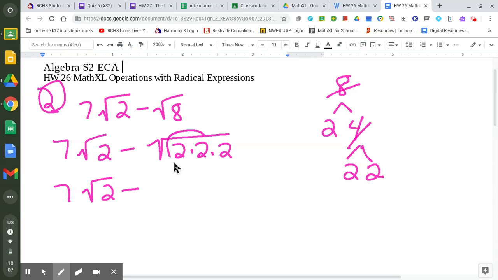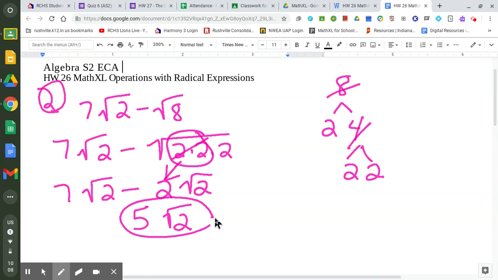And I circle pairs of numbers. And when I do that, since I have one circle, I have one number out of the circle that comes out. And what I have left inside is a 2. And now I just subtract the outside numbers. So 7 minus the 2 gives me 5 square root of 2, and that is my answer.